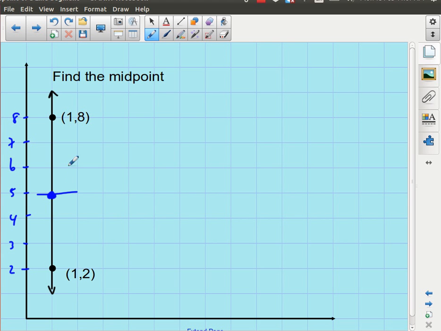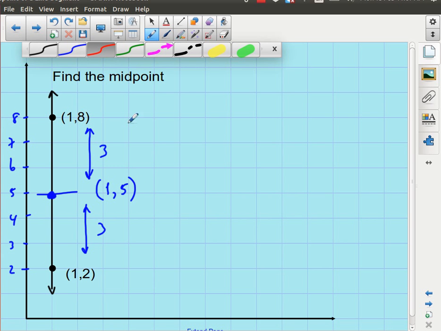But if you can't see that, 1, 2, 3, so the distance from here to here is 3, and 1, 2, 3, the distance from here to here is 3. Obviously, that's the midpoint in between, and this is the point. The x coordinate hasn't changed. It's still an x coordinate of 1, and the y coordinate is 5.